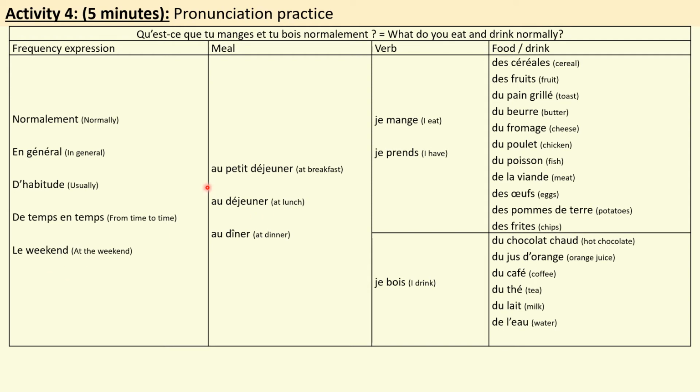These are your meals in this column. So at breakfast is au petit déjeuner. Écoutez et répétez. Au petit déjeuner. And again, au petit déjeuner. Good, that's at breakfast. At lunch is au déjeuner. Écoutez et répétez. Au déjeuner. It's the same word as for petit déjeuner without the petit in it for lunch, okay? Okay, and at dinner, écoutez et répétez. Au dîner. Au dîner. Okay?